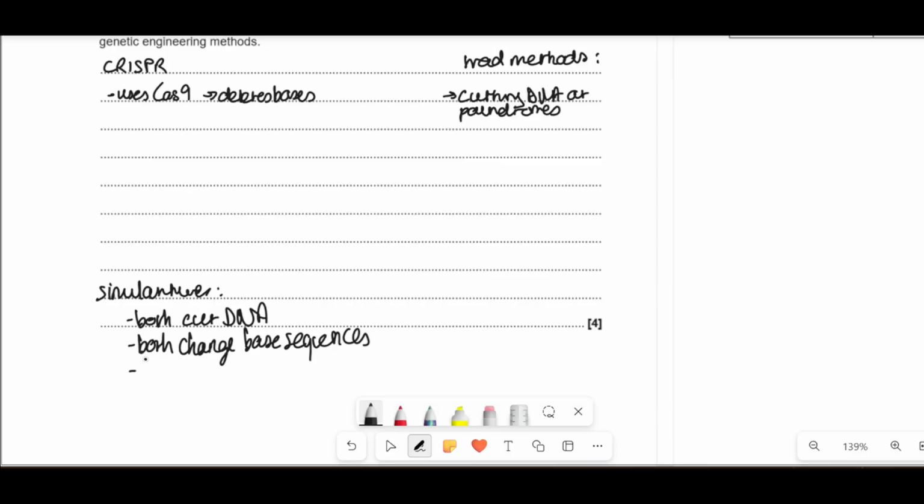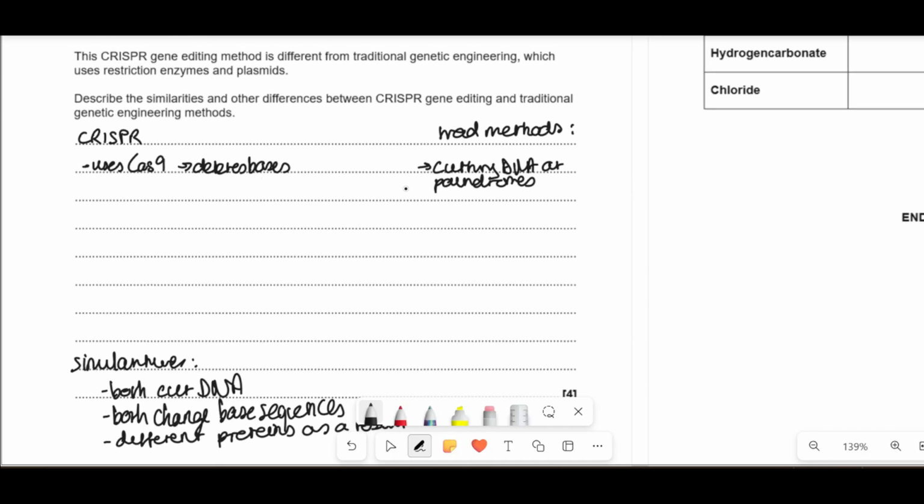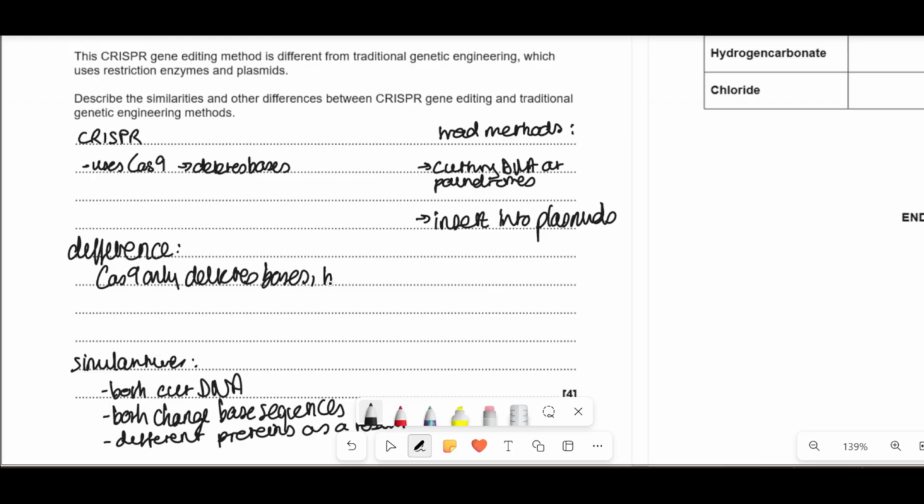If they both change the base sequence, because we're talking about hemoglobin, which is a protein, all proteins are made from amino acids, and the sequence of amino acids is determined by their base sequence. So if you're changing the base sequences, you're going to start producing different proteins as a result. Those are their similarities. However, if we look at our differences, this is literally just deleting things, whereas here we cut them, and then if we're going to use plasmids, we insert these into plasmids. So here is literally just chopping things out, whereas here they're inserting it. So the difference is that Cas9 only deletes bases. Our traditional methods insert new ones.